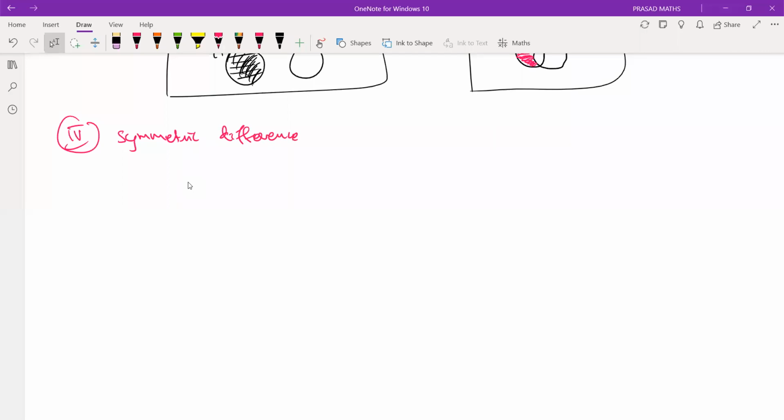So this plays a very, very important role in group theory and vector spaces. What is meant by symmetric difference? You can take two sets. What is set difference? Symmetric difference.